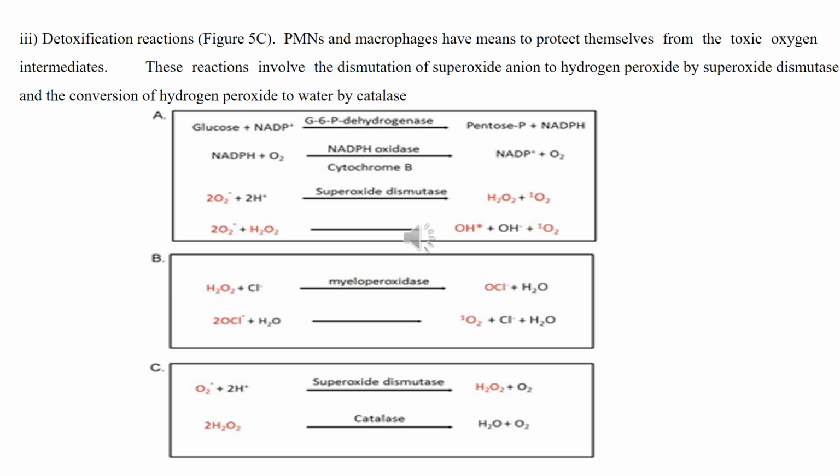The final step in the mechanism of phagocytosis is the detoxification reaction. Polymorphonuclear cells and macrophages have means to protect themselves from the toxic oxygen intermediates. These reactions involve the dismutation of superoxide anion to hydrogen peroxide by superoxide dismutase and the conversion of hydrogen peroxide to water by catalase. These figures summarize the steps in the generation of reactive oxygen species and the different steps.